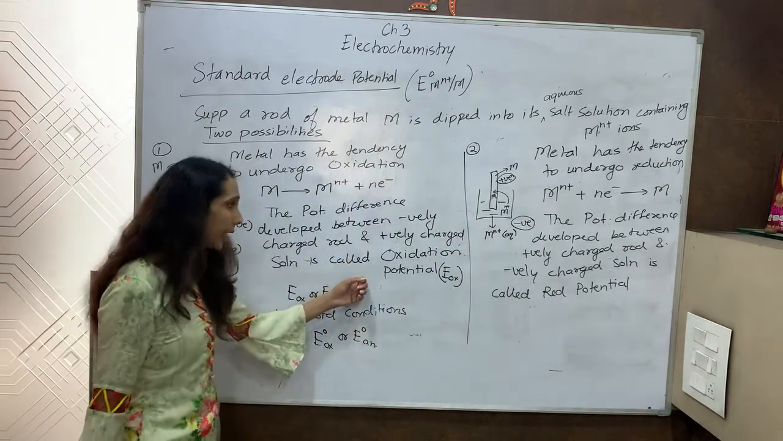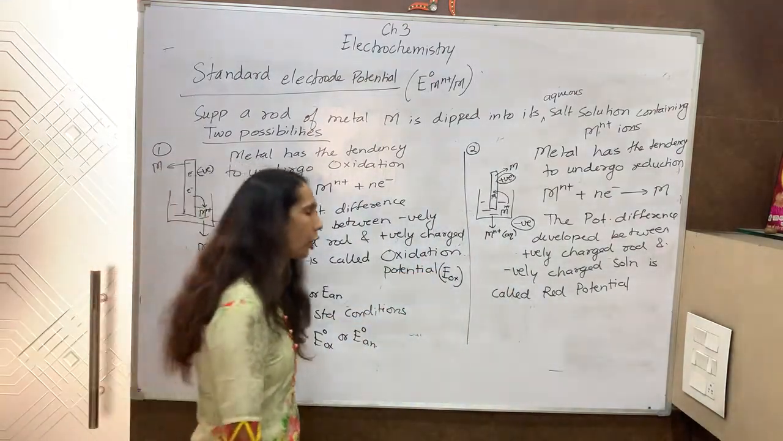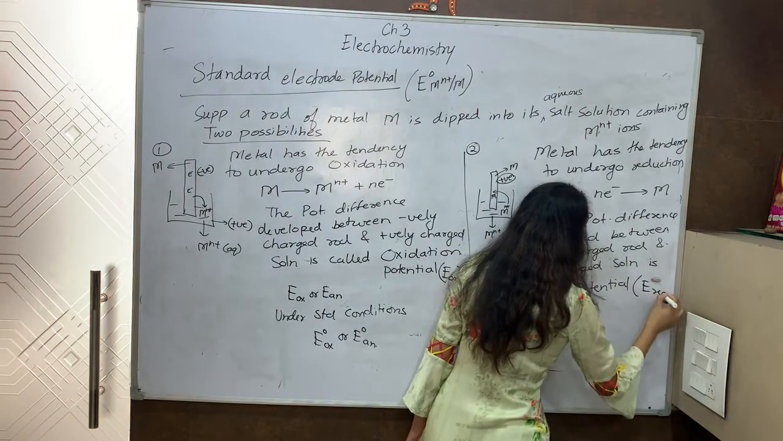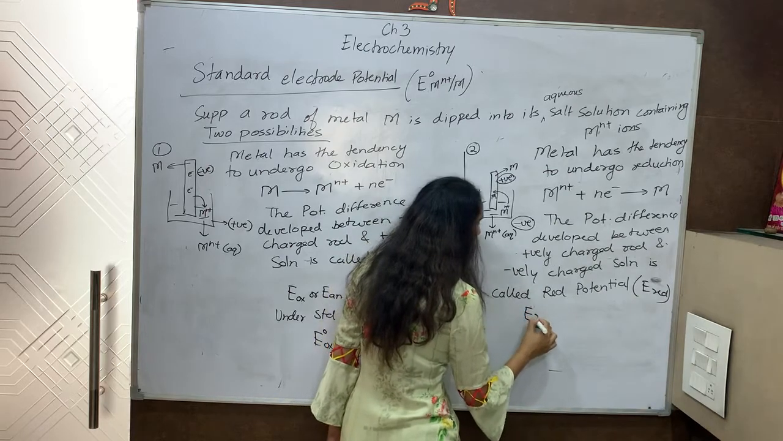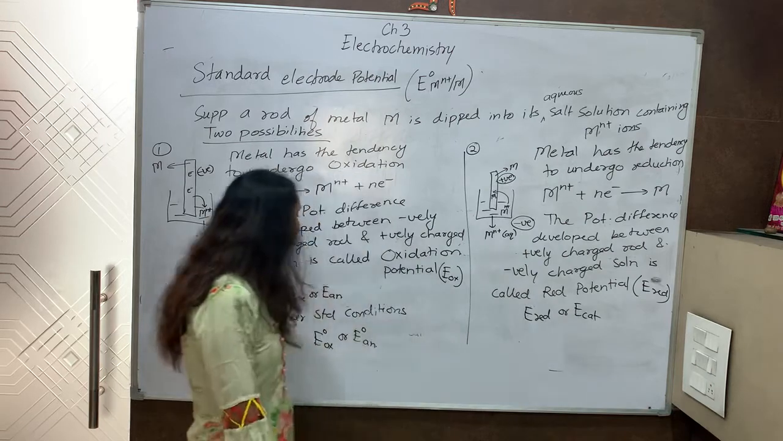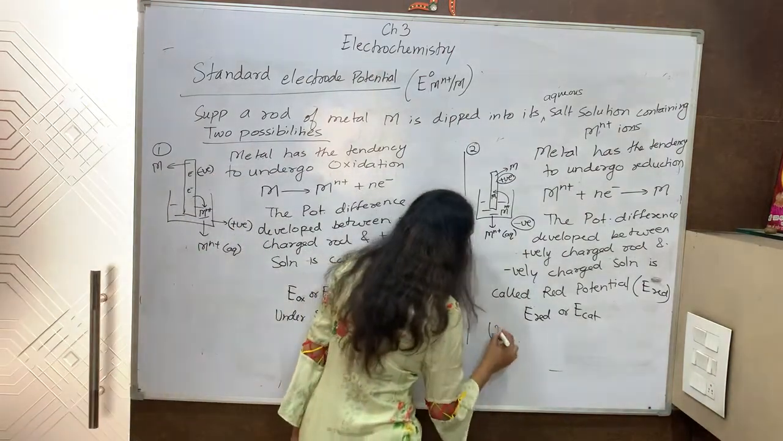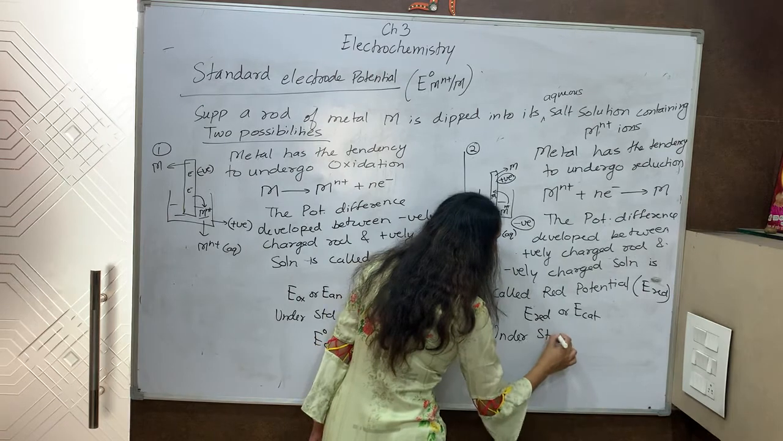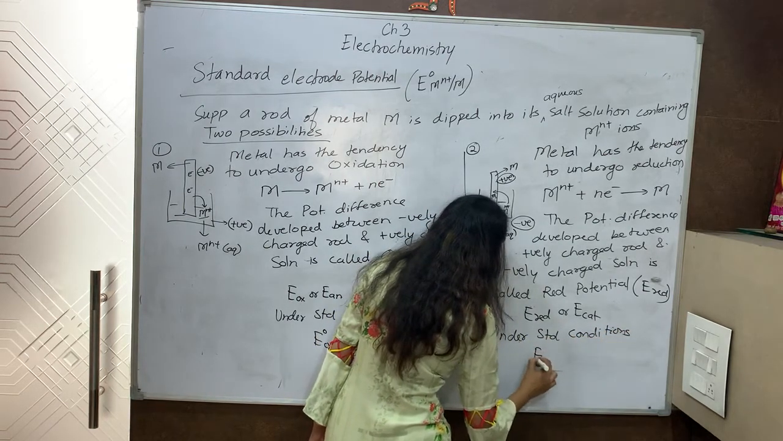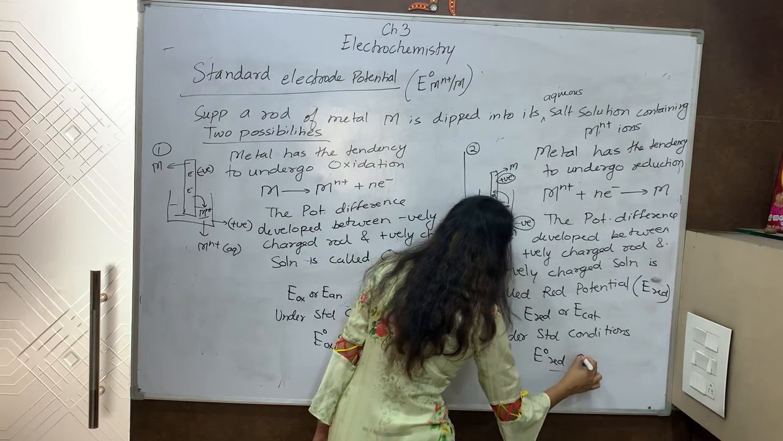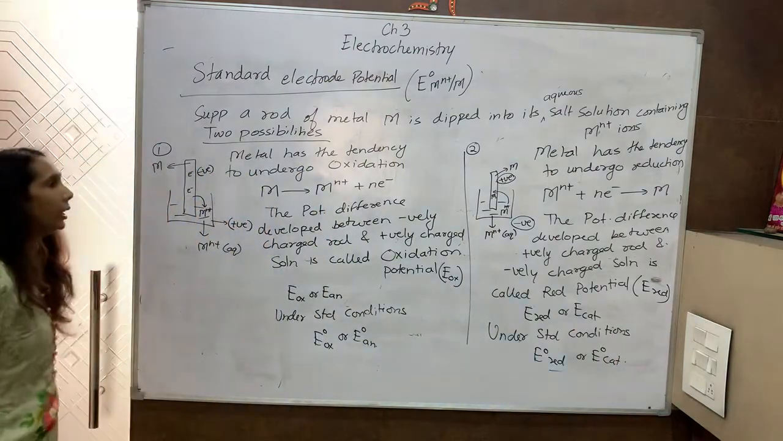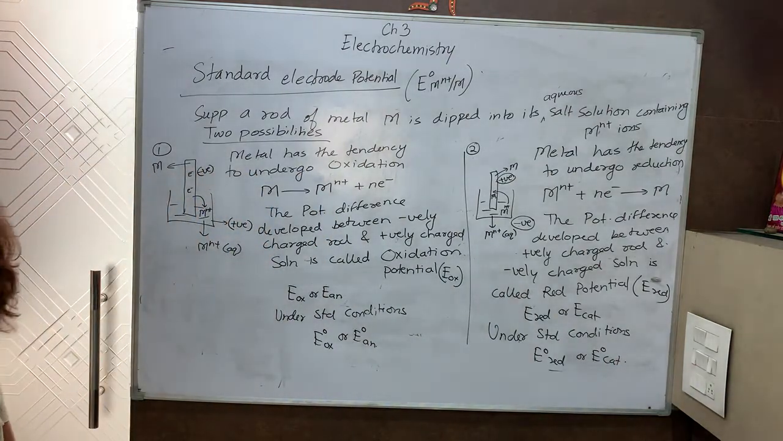This was called oxidation potential, and this is called reduction potential, represented by E reduction. You know that reduction takes place at the cathode, so we can also represent it by E cathode. Under standard conditions, it will be called standard reduction potential, represented by E naught reduction or E naught cathode. So we have seen what we mean by electrode potentials.